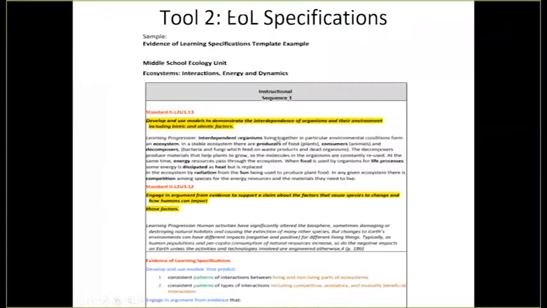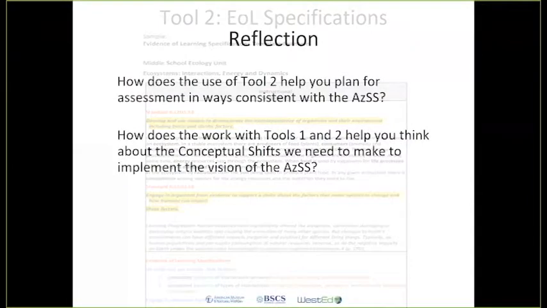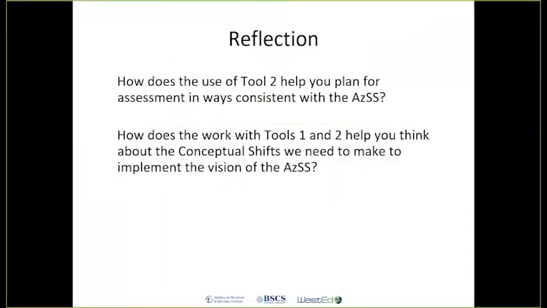So before we go to the reflection, any other questions about the Tool 2 process? All right, so how do you think the use of Tool 2 is going to help you plan for assessments that are consistent with the methods in the Arizona Science Standards? And how does the work with Tools 1 and 2 help you think about the conceptual shifts that we need to make to implement our new standards?